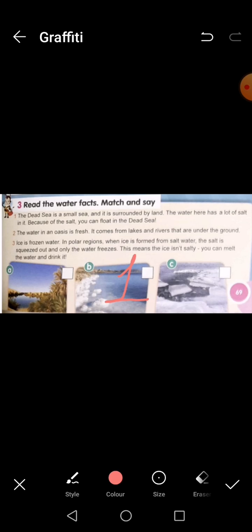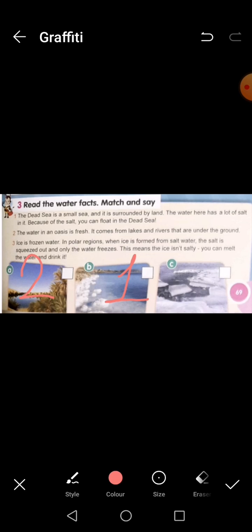Let's read number 2. The water in an oasis is fresh. Okay, we can drink from this water. It comes from lakes and rivers that are under the ground. Which picture? Yeah, picture number A.